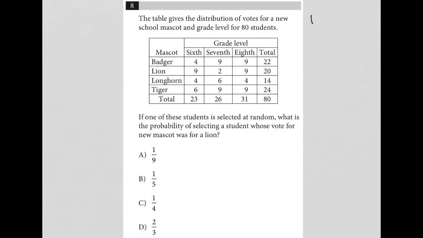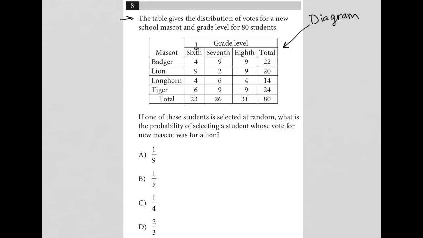So this question is a diagram question. We have a table provided. The question says the table gives the distribution of votes for a new school mascot and grade level for 80 students. So let me just make sure I understand that.